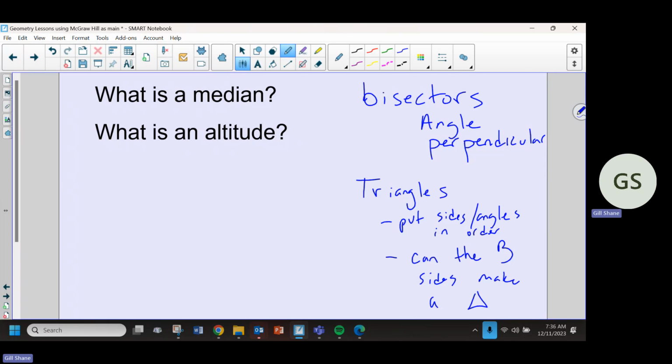So what are the 2 shortest sides? You look at the 3 numbers. You take the 2 smallest. If they're all the same, 2 of them add up, and that has to be greater than the other side, the largest. So can it be equal to? No, it cannot be equal to.